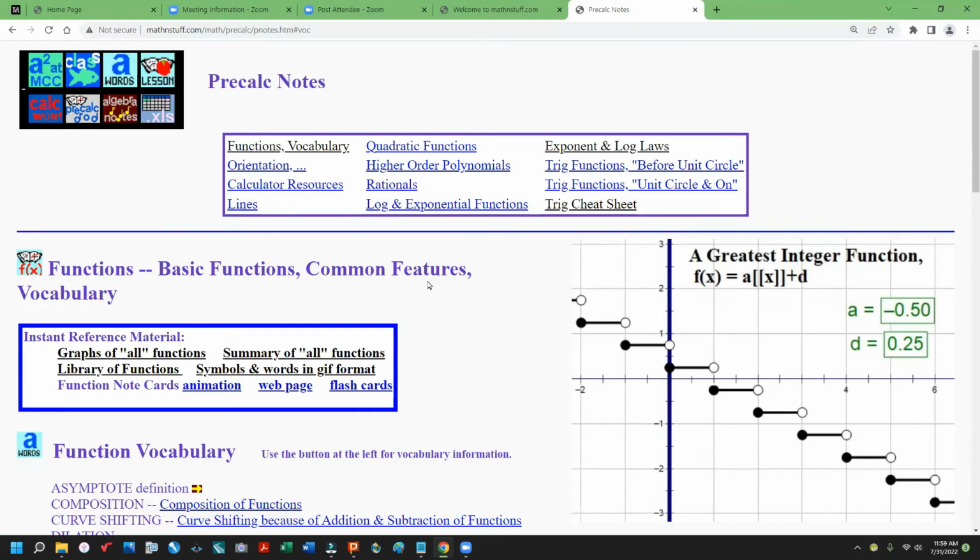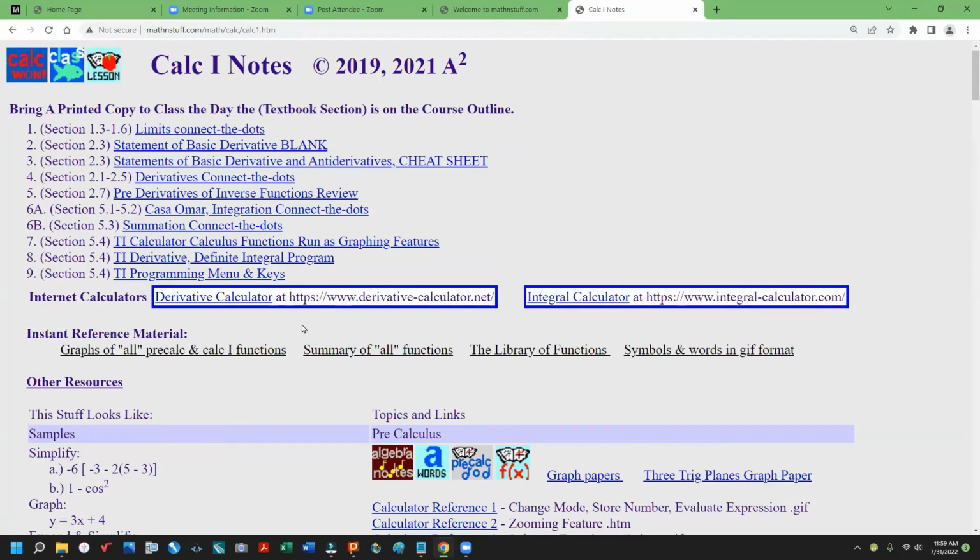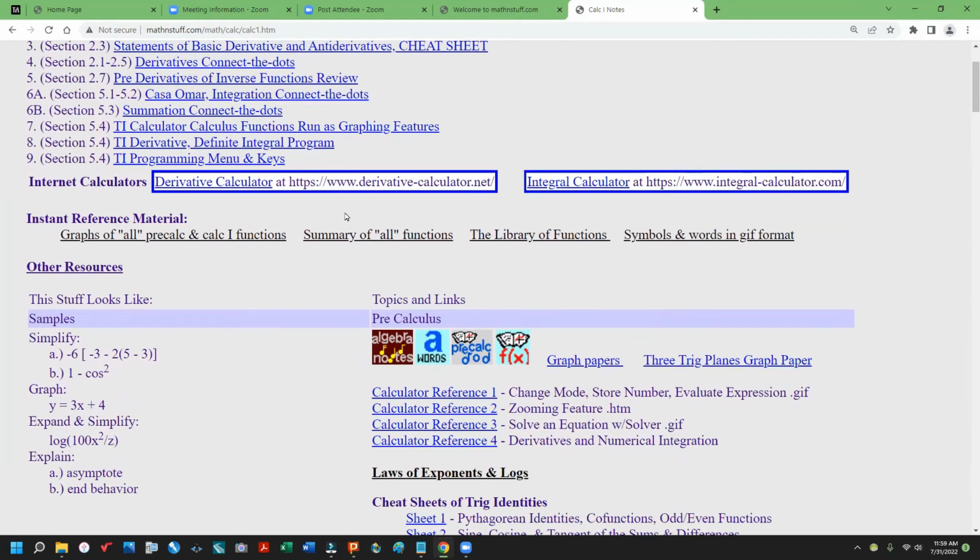That's enough on Precalc. I'm going to the Calc page now. In the Calc page, in addition to links for calculators on the web that I think work nicely, don't cost any money, and that I want my students to have, they're sitting there. But then there's other instant stuff, graphs of all Precalc and Calc 1 functions. You just looked at that. Summary of all functions. You just looked at that. Library of functions. You just saw it. Symbols. You just saw it.